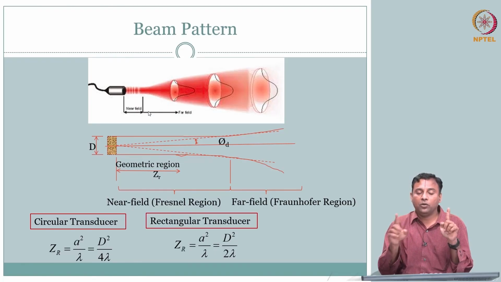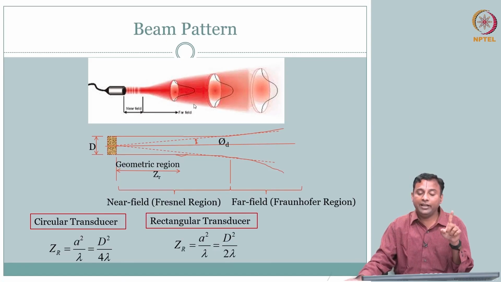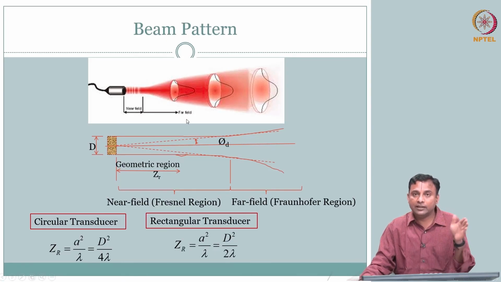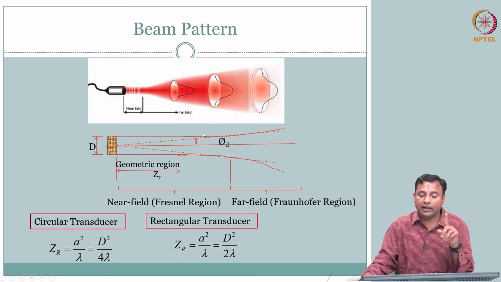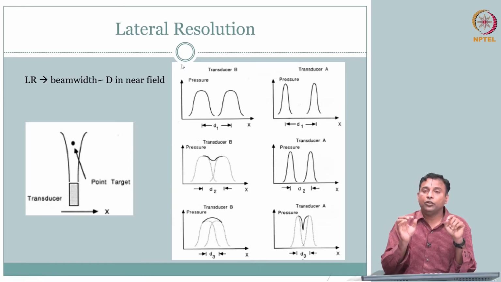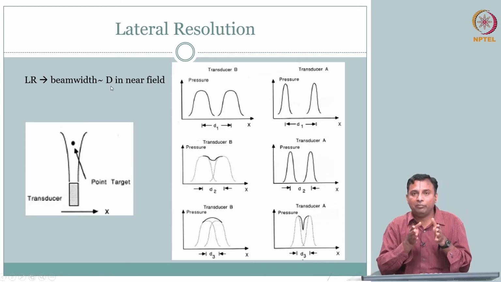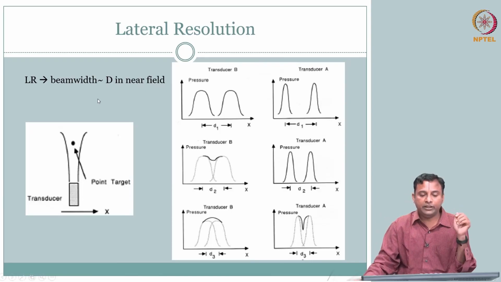How do you separate them? Now you see that the beam is spreading out. If it is spreading out, then there is going to be a challenge when two objects come close together in the lateral direction. So axial resolution is related to the pulse length, but lateral resolution is going to be dictated by your beam width. Lateral resolution is roughly equal to your beam width, which in the near field, like we saw before it starts to diverge, is your dimension D.